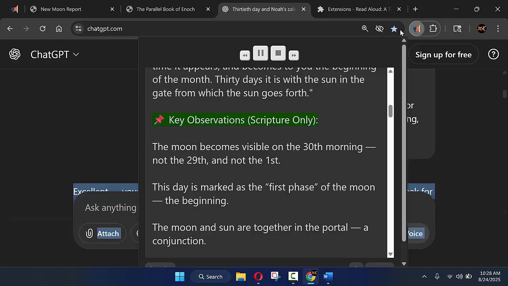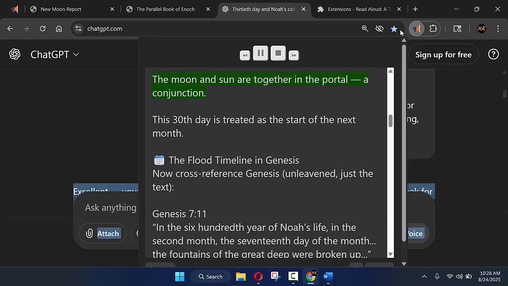Key observations, scripture only. The moon becomes visible on the 30th morning, not the 29th, and not the 1st. This day is marked as the first phase of the moon, the beginning. The moon and sun are together in the portal, a conjunction. This 30th day is treated as the start of the next month. The flood timeline in Genesis.